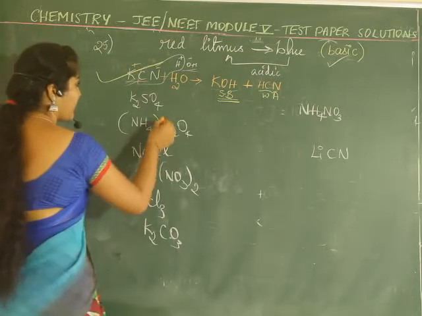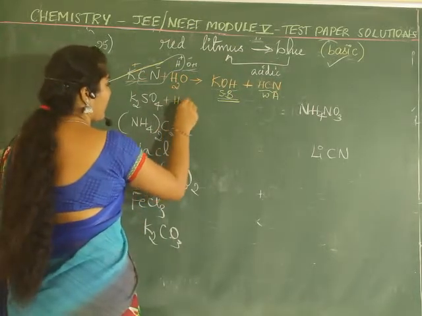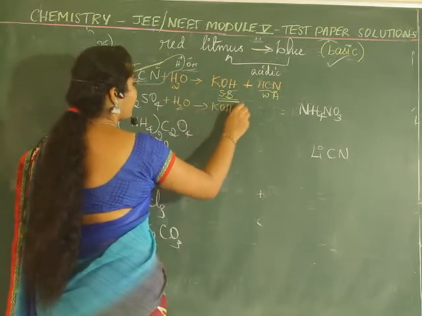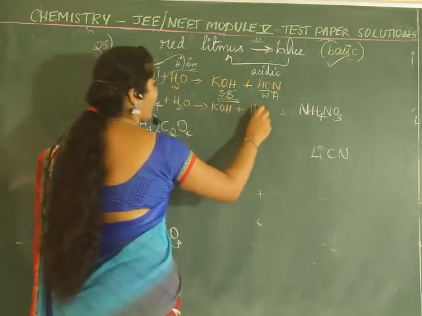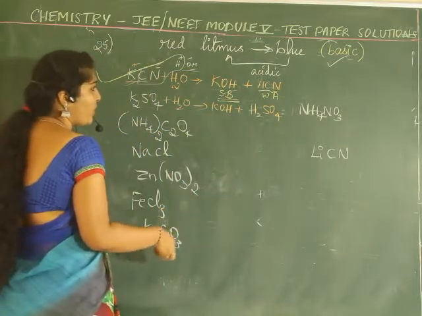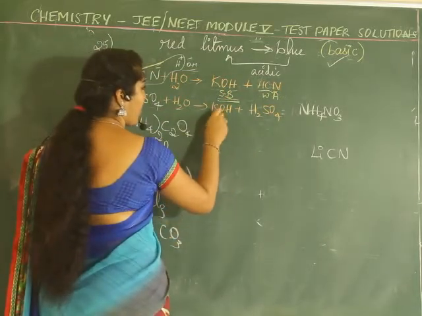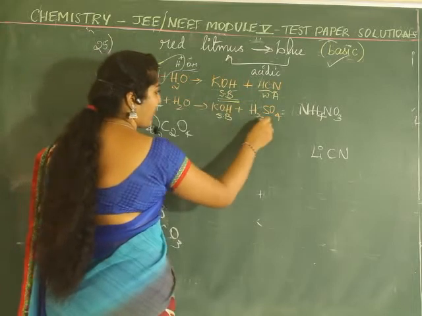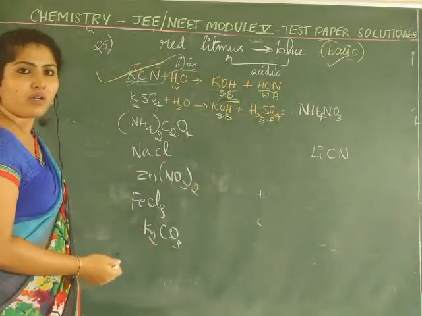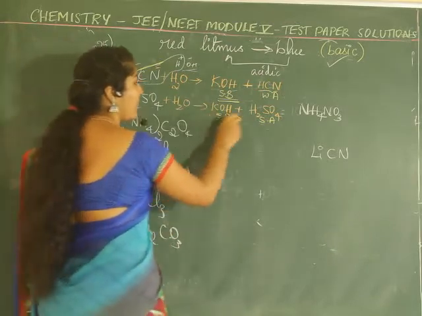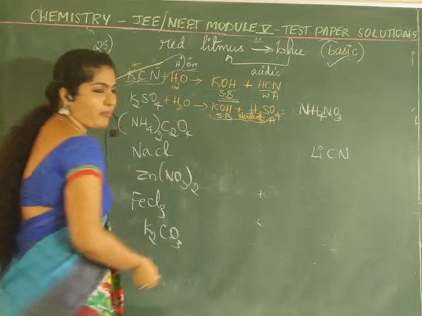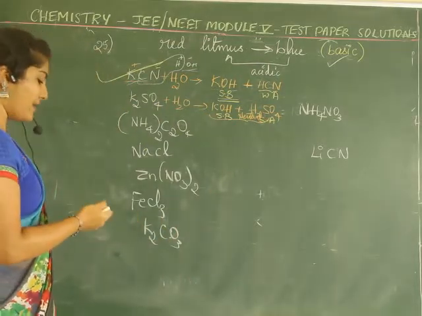The next one we will see. K2SO4, if you dissolve in water, what do you get? You get KOH plus H2SO4. Here again you get a strong base, and at the same time you are getting a strong acid, sulfuric acid, so it becomes a neutral solution. That is why this is not in our option, so it cannot be considered.